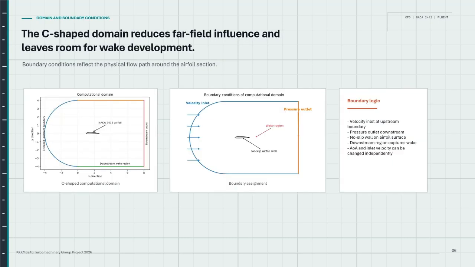The C-shaped domain reduces far-field influence and leaves room for wake development. Boundary conditions reflect the physical flow path around the airfoil. Boundary 1 is the velocity inlet upstream, boundary 2 is the pressure outlet downstream, boundary 3 is the no-slip wall on the airfoil surface, boundary 4 is the downstream region to capture the wake, and boundary 5 is where AOA and inlet velocity can be changed independently.